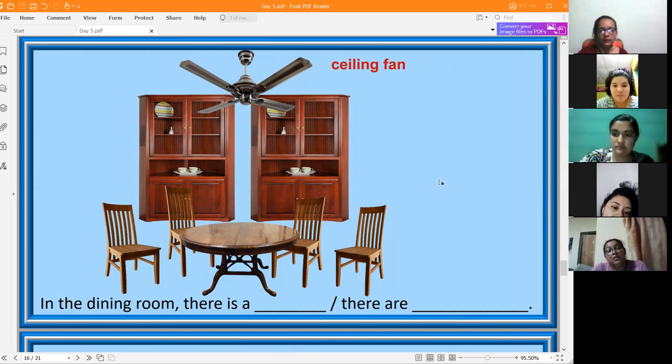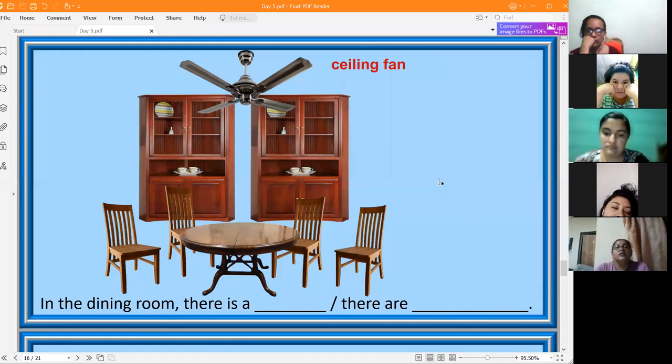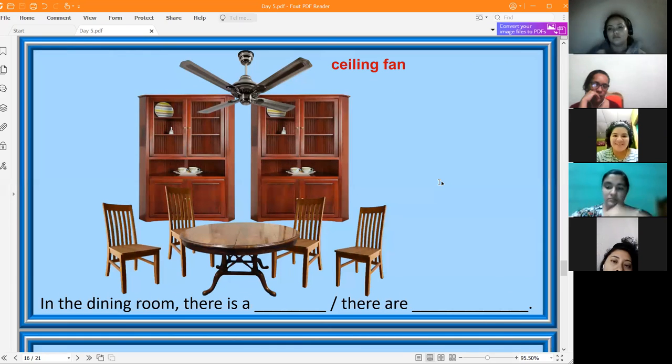In the dining room, there is a table. There are chairs. How many chairs? There are four chairs. Okay. There is a stove. There is a cupboard. Oh, a cupboard. Okay, excellent. Thank you very much.